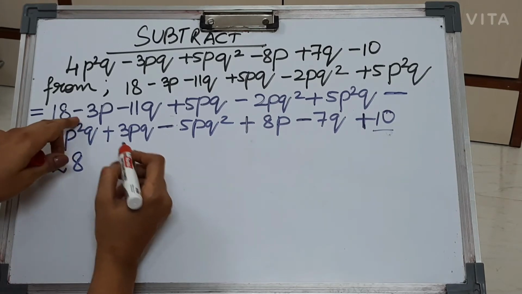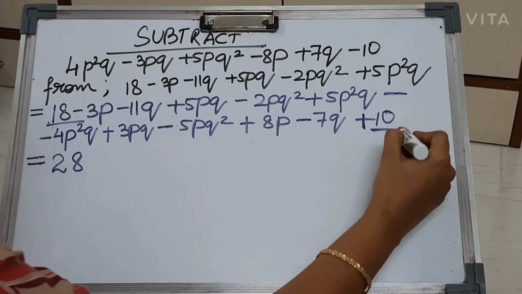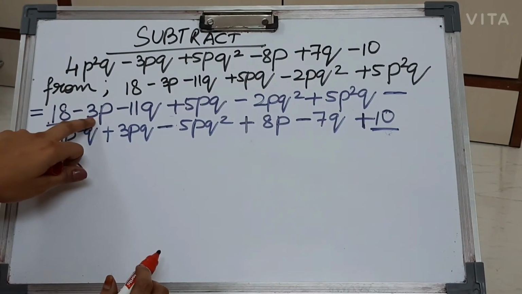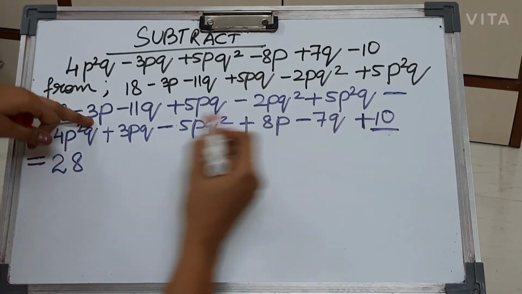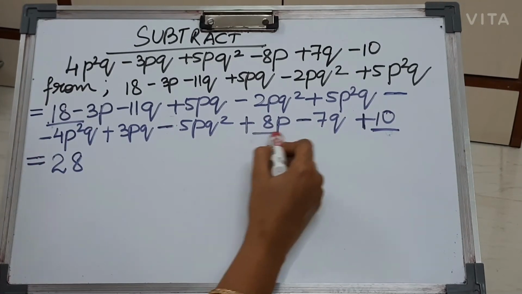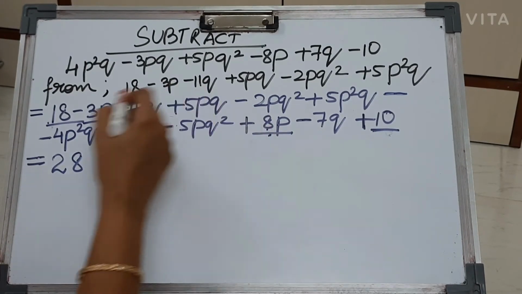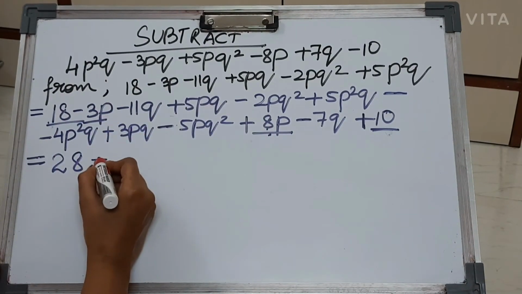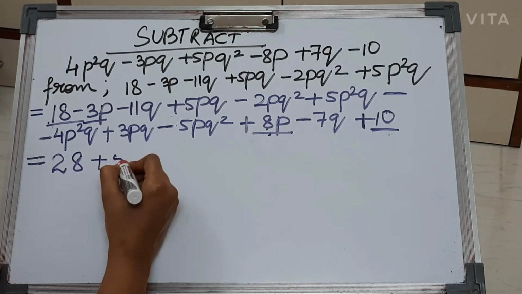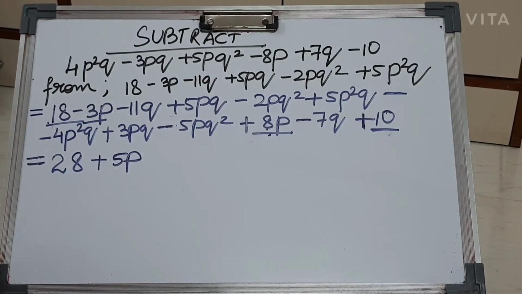28. Now what is there? This and this we finished. We will underline it. Now minus 3p. P again, where is p here? So it is here. So minus 3p plus 8p. 8 minus 3 will be what? 8 minus 3 is 5p. We finished with the p now.